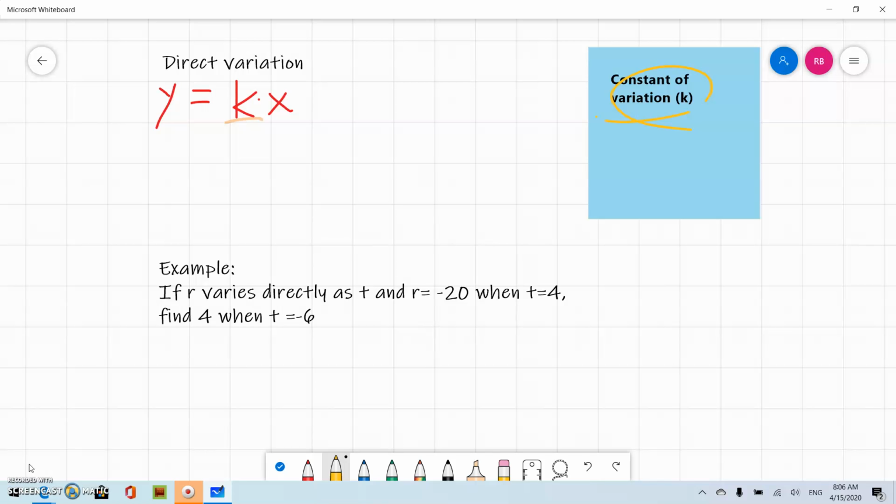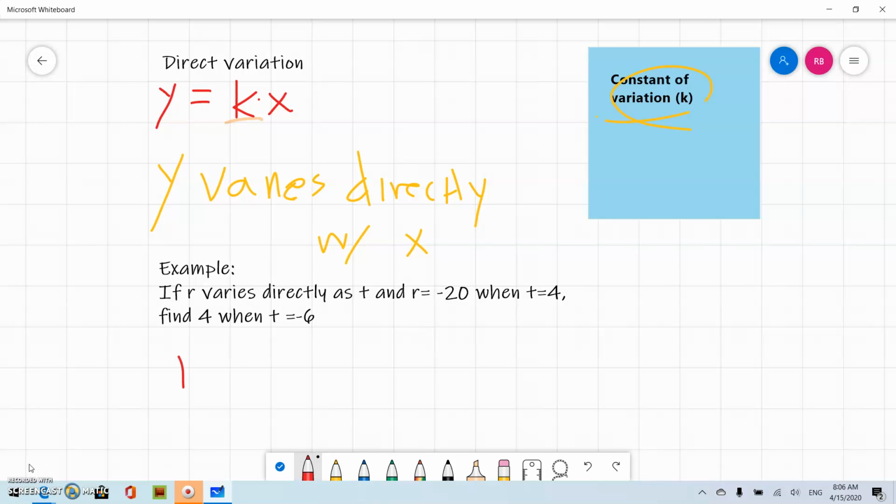Again, the wording is y varies directly with x. When you have that wording, you put y on one side equals k times x, or some number times x. Okay, so let's look at the example.